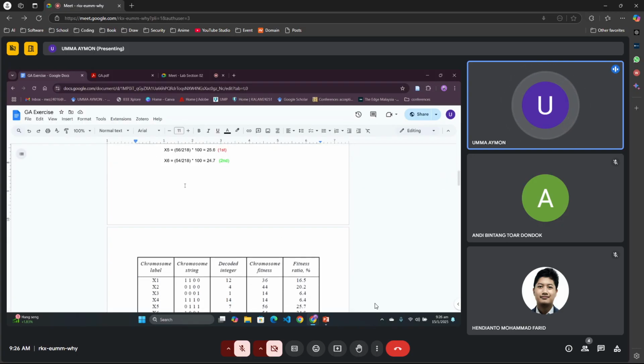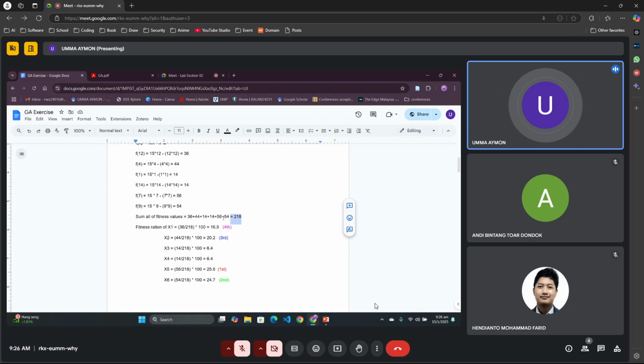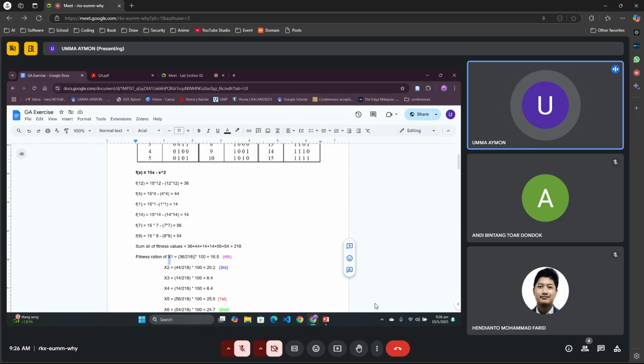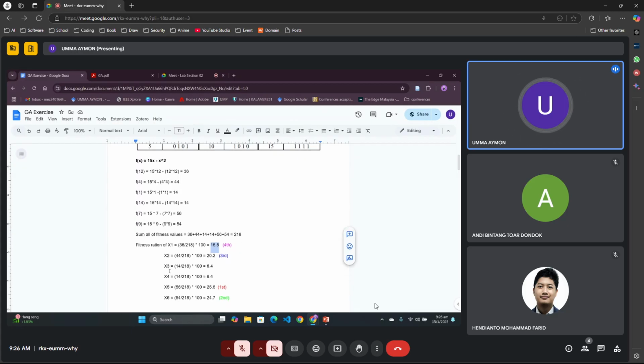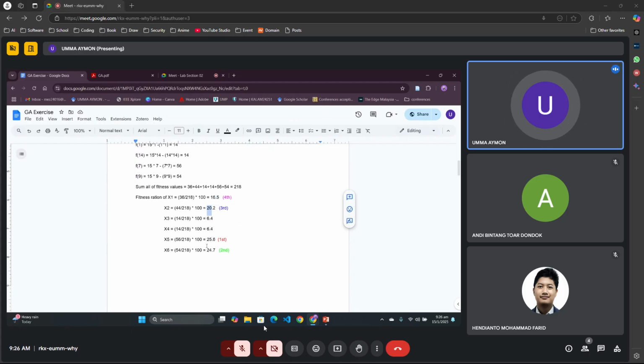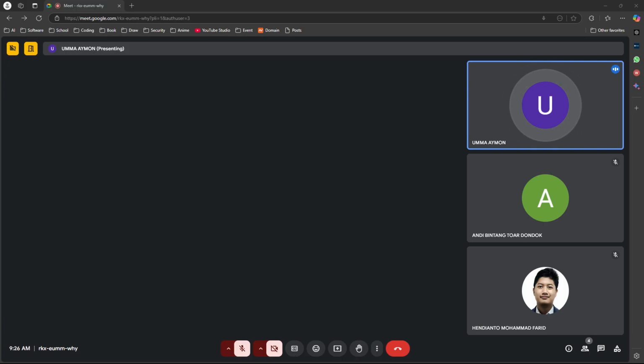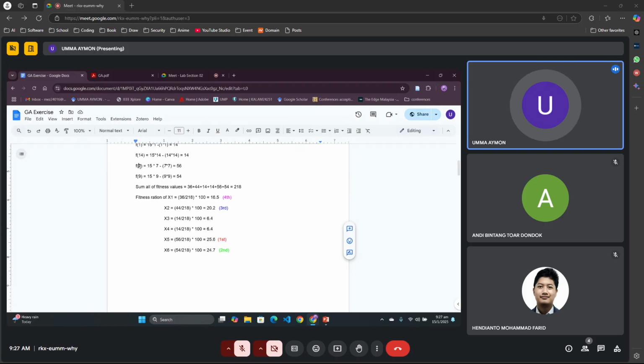For the fitness ratios, we just need to add the fitness values all together. It will be 218. Then the ratio will be the fitness value divided by the total value times 100. So it's 16.5 for x1. For x2, it's 20.2. For x3 it's 6.4. For x4 it's 6.4. x5 is 25.6. x6 is 24.7. Among these, the highest value is 25.6, which is x5. So the x5 integer value is 7.